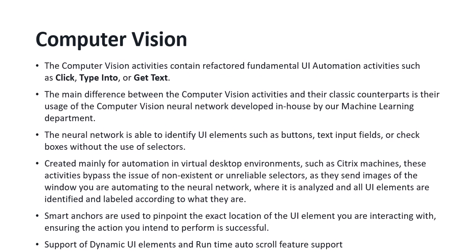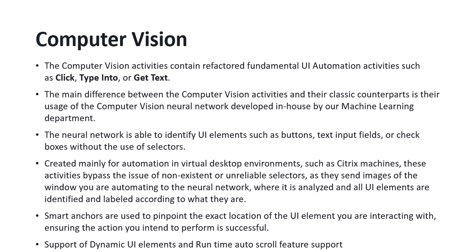Now, the next one is smart anchors. They are used to pinpoint the exact location of the UI element you are interacting with, and to ensure the action you intend to perform is successful. As you know, in the modern activities, UiPath can identify anchors if your selector is not reliable. In the same way here also, UiPath has that capability.